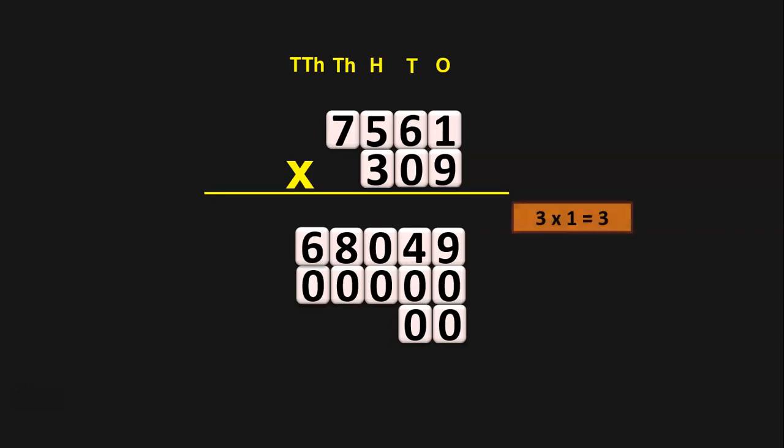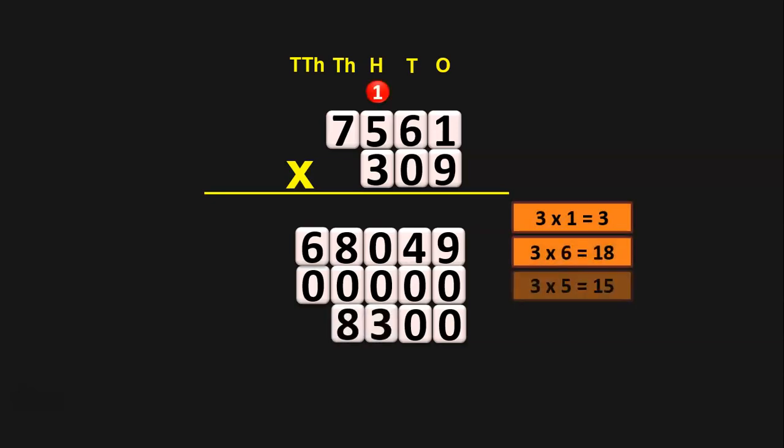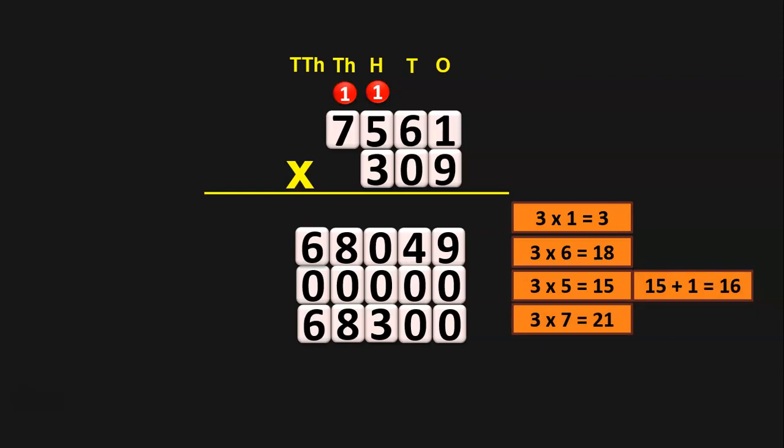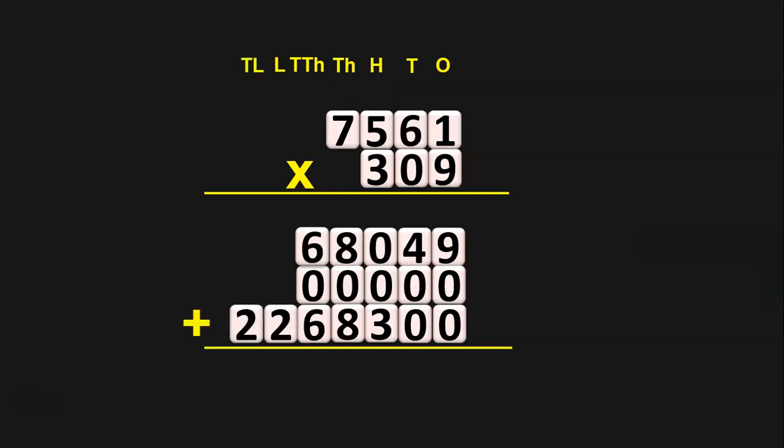3 into 1 is 3. 3 6s are 18. 8 carry over 1. 3 5s are 15. 15 plus 1 is 16. 6 carry over 1. 3 7s are 21. 21 plus 1 is 22. So 2 in the lakhs place and another 2 in the 10 lakhs place. Now we'll have to add all these three products.